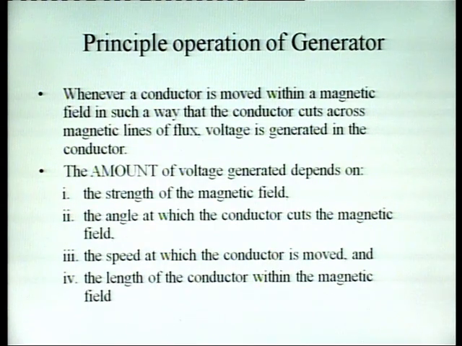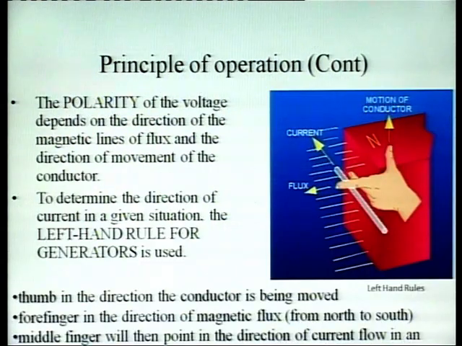The amount of voltage generated depends on the strength of the magnetic field, the angle at which the conductor cuts the magnetic field, the speed at which the conductor is moved, and the length of the conductor within the magnetic field. The polarity of voltage depends on the direction of magnetic lines of flux and the direction of movement of the conductor. To determine the direction of current in any given situation, the left hand rule for generator is used.